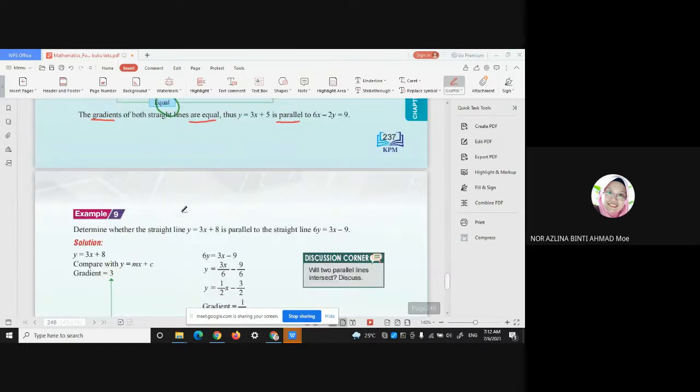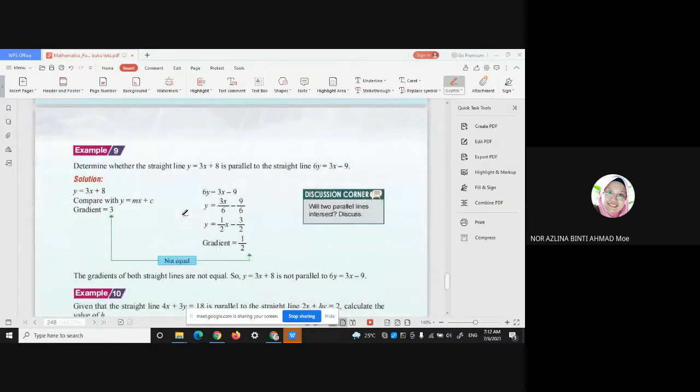Okay, next, example 9. Determine whether the straight line y equal to 3x plus 8 is parallel to the straight line 6y equal to 3x minus 9. So we have two equations of straight line. We know the general equation for straight line is y equal to mx plus c. So first equation, y equal to 3x plus 8. We do comparison. This is m and this is 3. So m equal to 3.